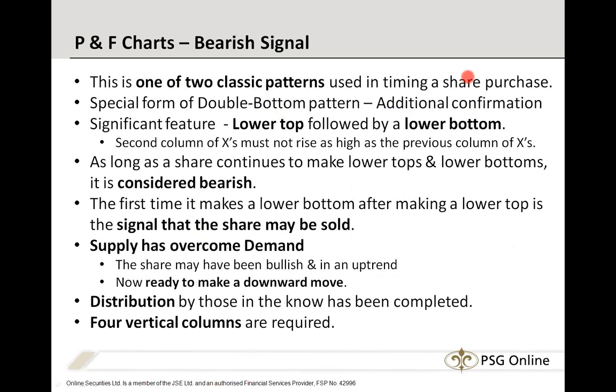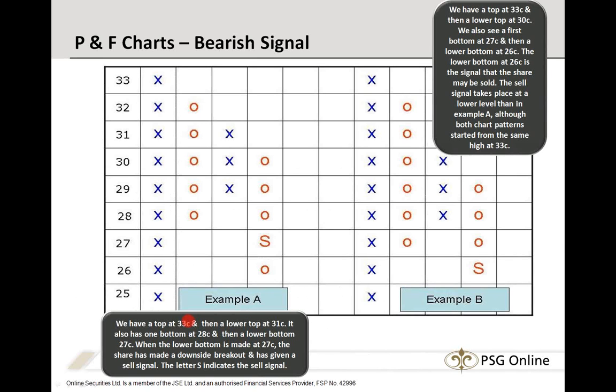The opposite, when it comes to the bearish signal, again, it's a classic pattern on the bear side. We just need lower tops and lower bottoms. Again, we need 4 columns. I'm not going to go into too much detail here because of time constraints. There's a lot to get through. In this situation, you can see that we have a top at 33 cents, a top at 33 cents and a lower top at 31. And then we have our double bottom and we have our sell signal there.